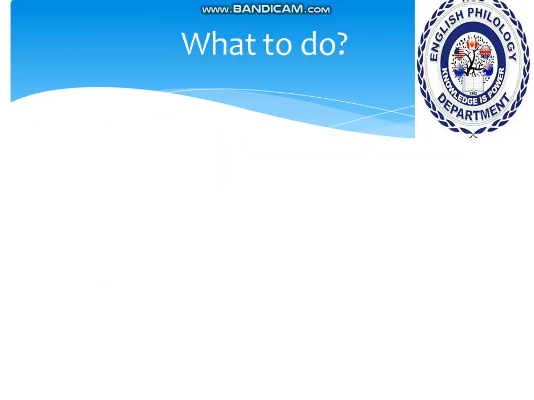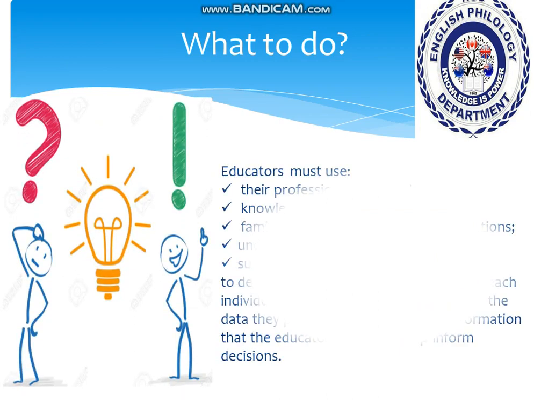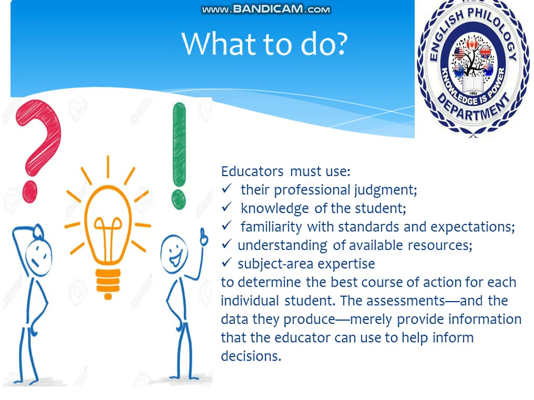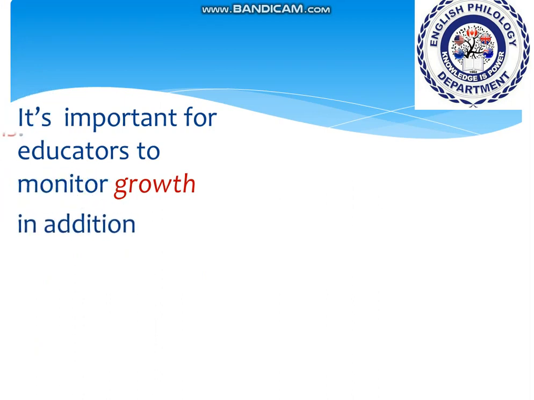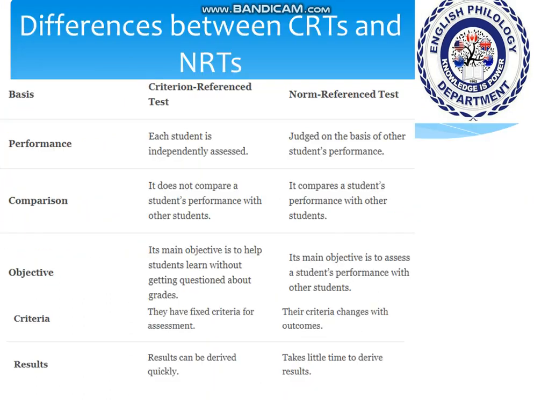What to do? One of the possible solutions is that educators must use their professional judgment, knowledge of the student, familiarity with the standards and expectations, understanding of available resources, and subject area expertise to determine the best course of action for each individual student. It's important for educators to monitor growth in addition to gains. Here you can see the difference between CRTs and NRTs according to their performance, comparison, objective, criteria, and results.